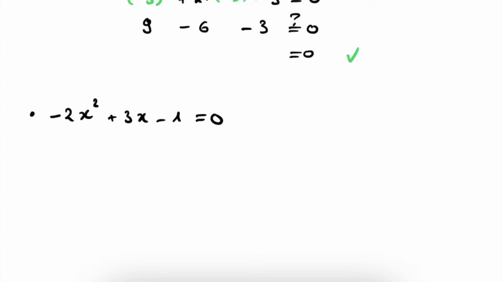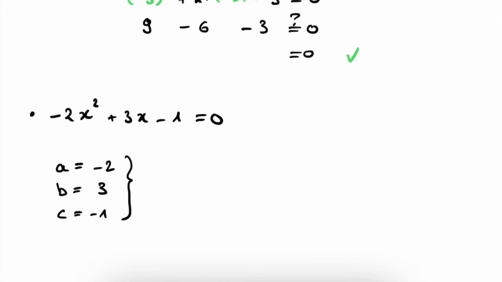And again, we can just start by identifying our a, b, and c. So a is the number in front of the x squared. And here we have to be careful because it's minus 2 in this case. So a is minus 2. B is the number in front of the x, which is plus 3 in this case. And c is just the number without any x, which is minus 1.